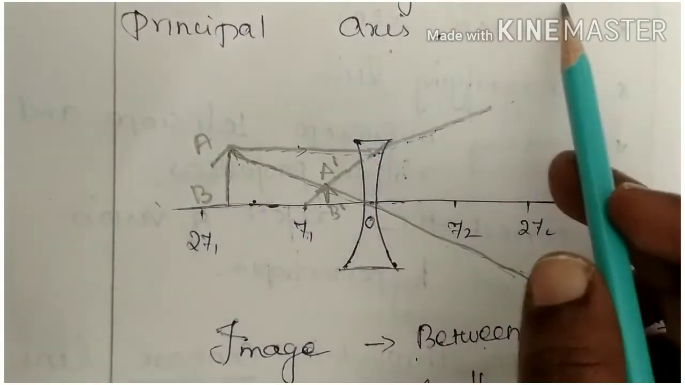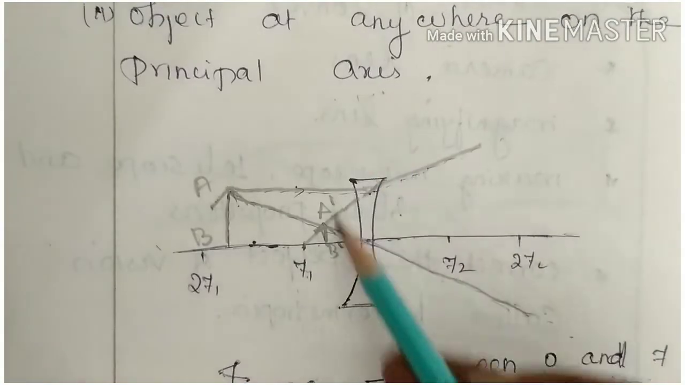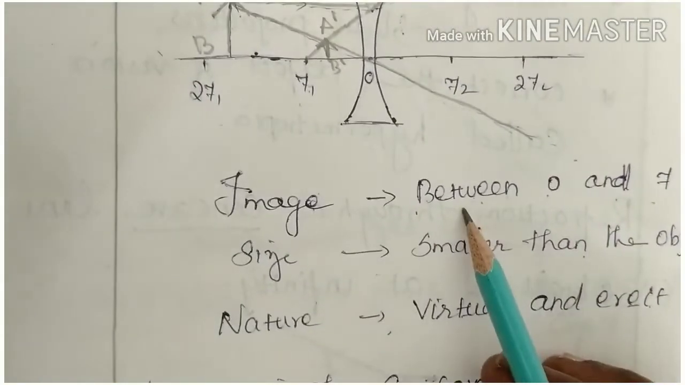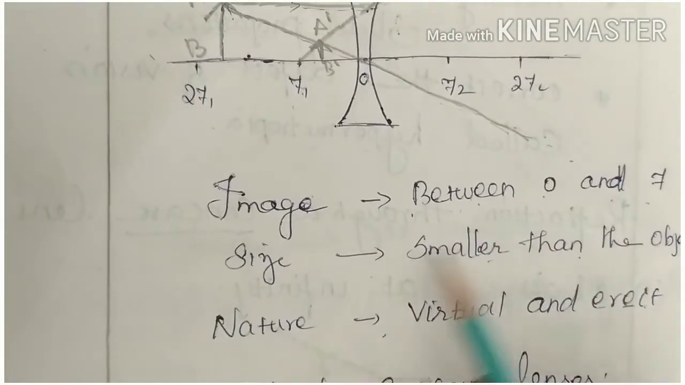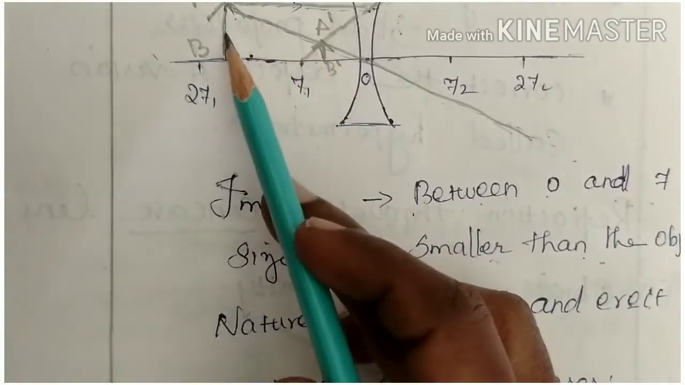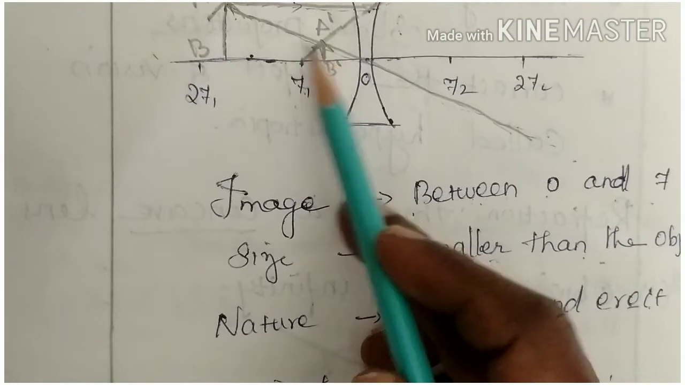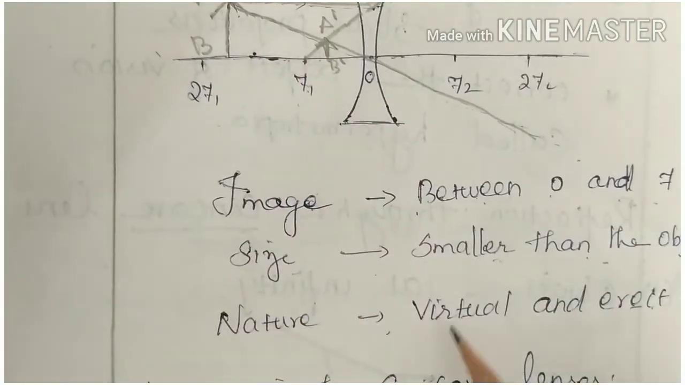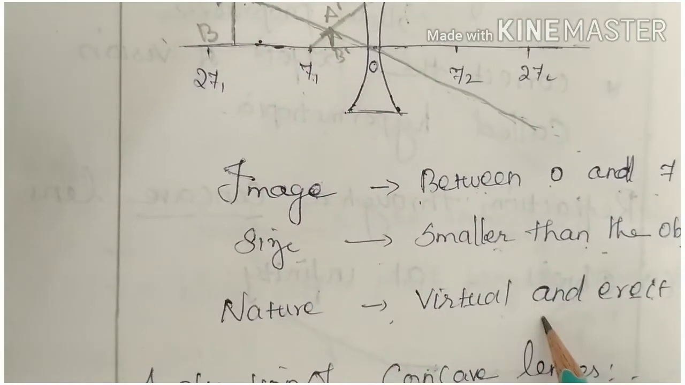The object is anywhere on the principal axis, and the image is formed between the optic center and the focus. The size is smaller than the object. See, compare the size: this is the object, this is the image. It is smaller than the object, and the nature is a virtual and erect image.